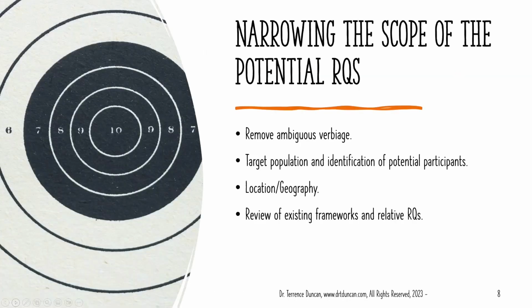So now you have created a couple of research questions in mind, and you want to narrow the scope of the potential research questions before you incorporate them into your study. The first thing you need to do is remove ambiguous verbiage, meaning that you want to make sure that you're writing it clear and concise and that it doesn't have any vagueness involved. You also want to ensure that the target population and identification of potential participants are included in the research questions.